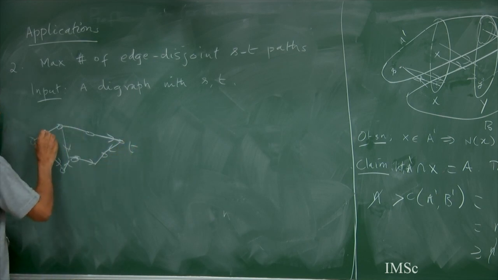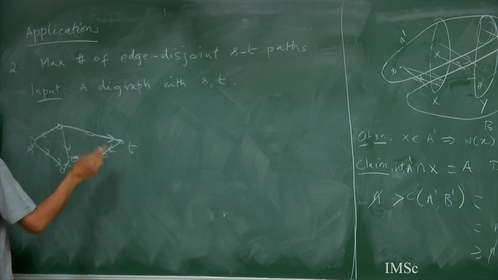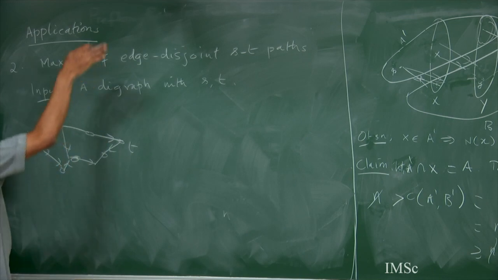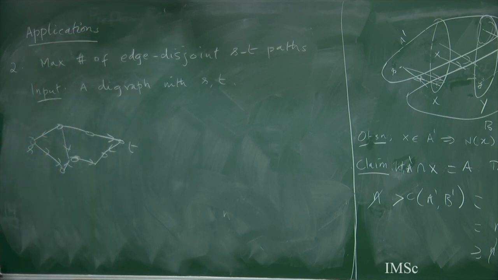Some directed network is given. There are two vertices S and T, and I'm interested in the maximum number of edge disjoint ST paths. Okay, these paths can intersect at some vertices, but no two paths can share the same edge. Okay.